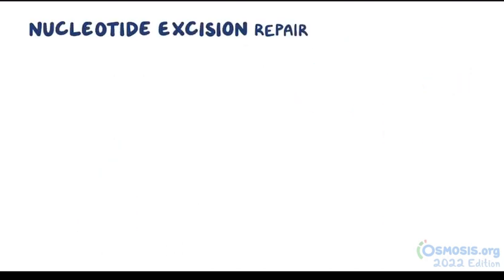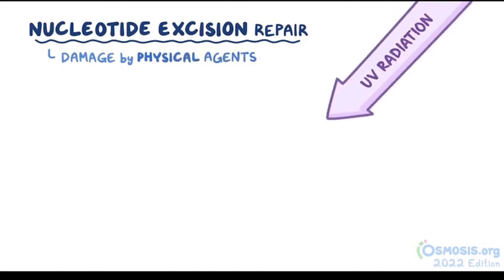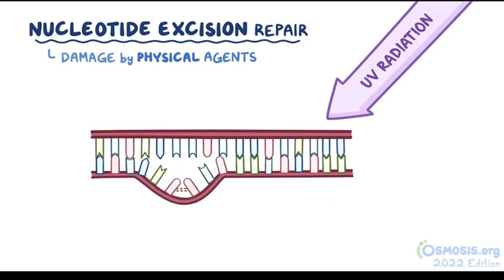Nucleotide excision repair, on the other hand, fixes DNA damage when it's caused by physical agents like harmful UV radiation. UV radiation creates pyrimidine dimers, most often between 2 adjacent thymines on one of the DNA strands. These 2 thymines form bonds with each other, distorting the DNA strand in that region of the molecule.